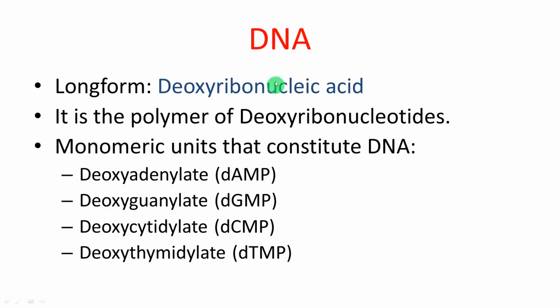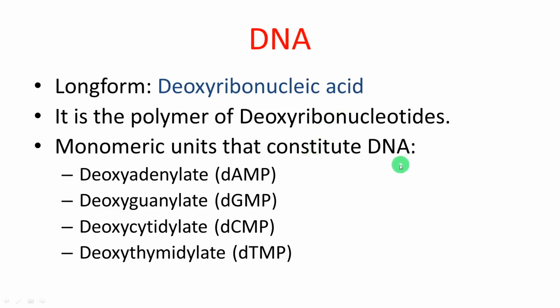We all know that the long form of DNA is deoxyribonucleic acid. We call it deoxyribonucleic acid because it contains deoxyribose sugar in it. It is a polymer of deoxyribonucleotides. Means the deoxyribonucleotides which we have seen in our previous lecture are going to act as monomer units for this DNA. And many such monomer units, many such deoxyribonucleotides get connected to each other to finally form the DNA. Which are these monomeric units which constitute the DNA?